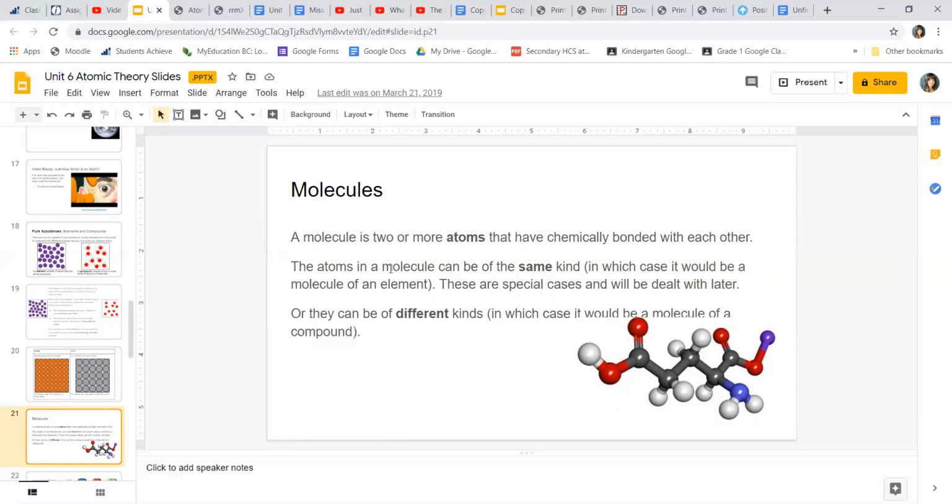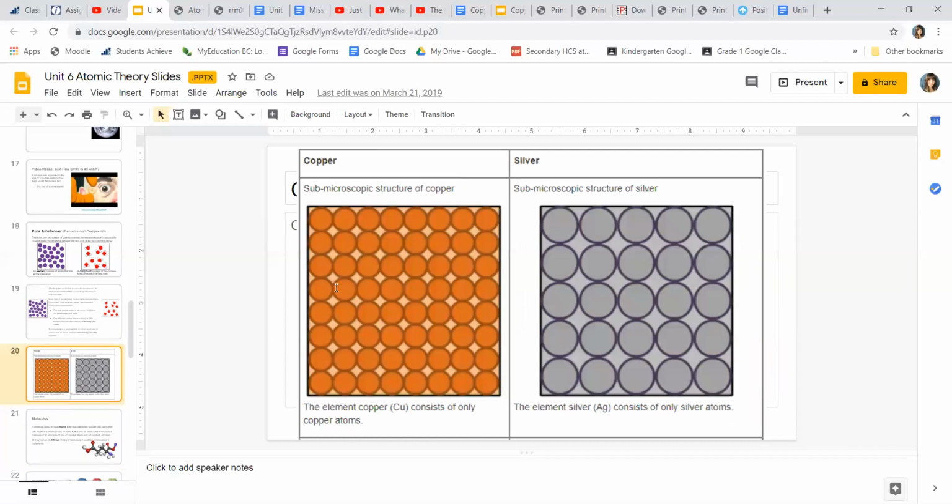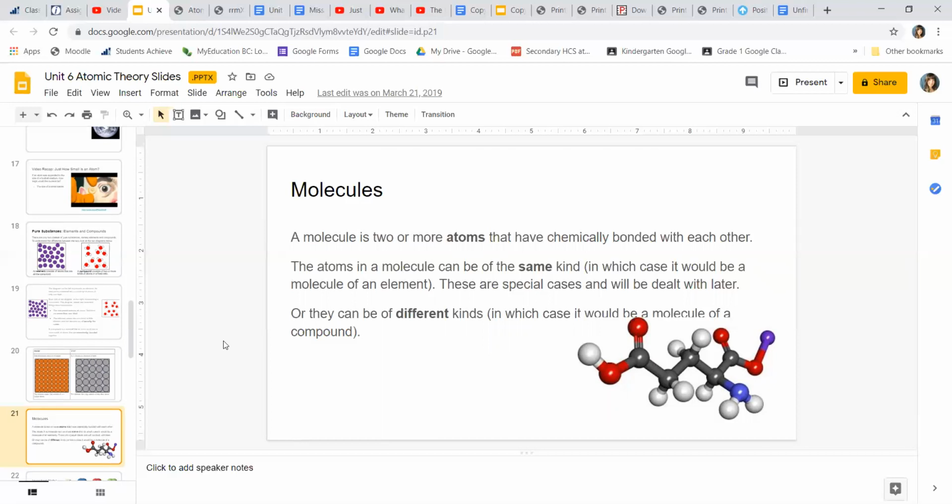The atoms in a molecule, so think of it this way, atoms are the itty bitty tiny parts, and then we've got atoms forming within a molecule. So atoms in a molecule can be of the same kind, in which case it would be a molecule of an element. So just think of how we looked at the copper and the silver. We have all of these atoms within here, and they're all the same. There's no differences between the atoms within that element.